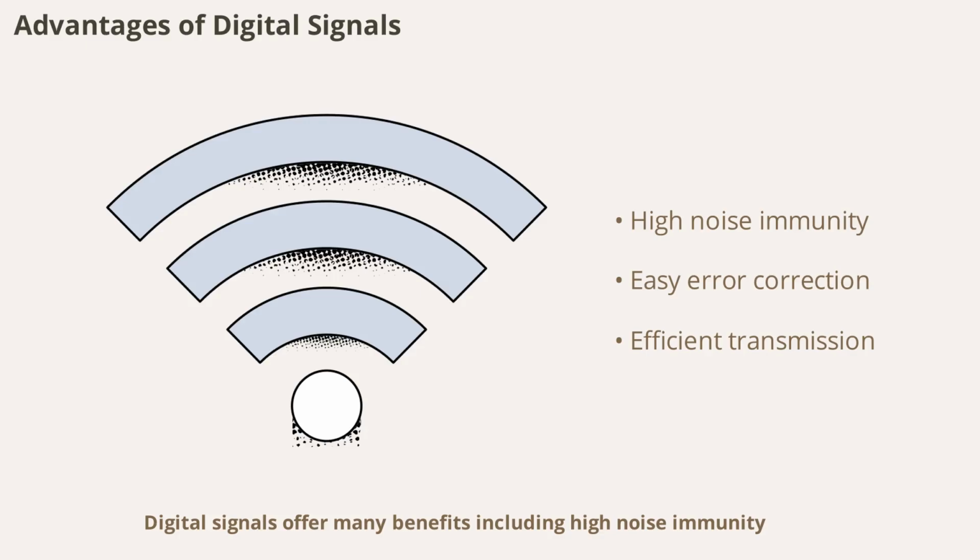Digital signals offer many benefits, including high noise immunity, easy error detection and correction, and efficient storage and transmission. They enable advanced technologies like digital television, internet, and mobile communications. Digital signals can be compressed and encrypted, providing security and saving bandwidth.